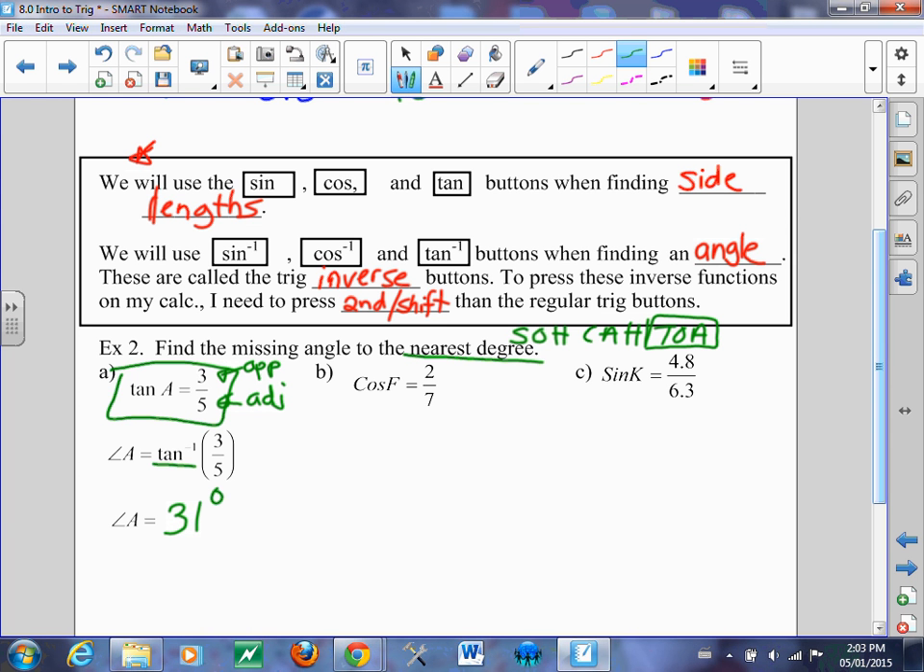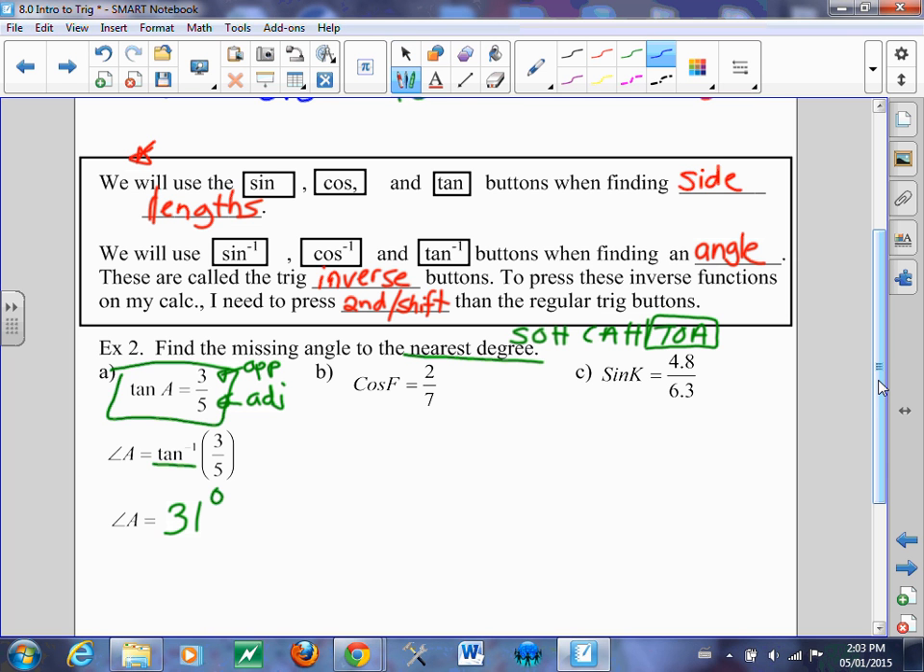If you don't have a nice calculator, or one that takes more steps, or works the backwards way, this is what you have to do if you've got a one-liner. Go 3 divided by 5 equals, and then second or shift and the tan button. You need to problem solve yourself how to work this.